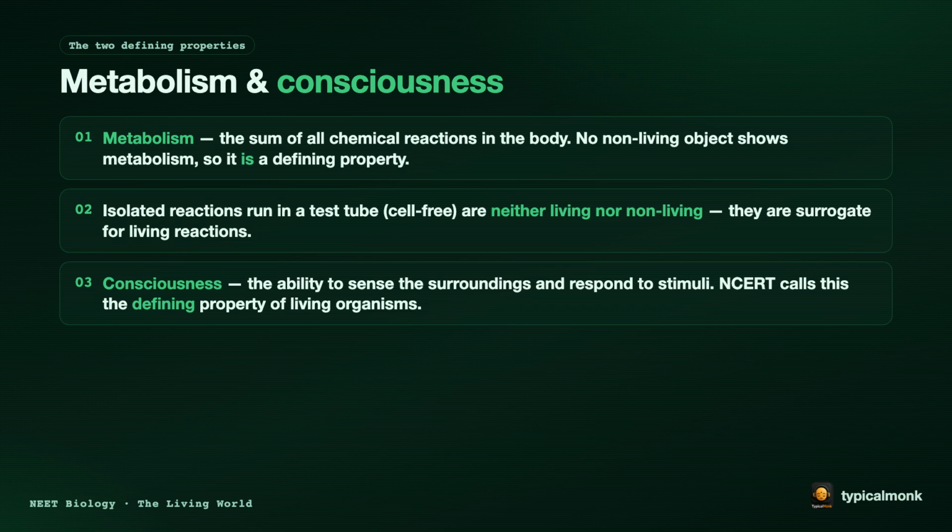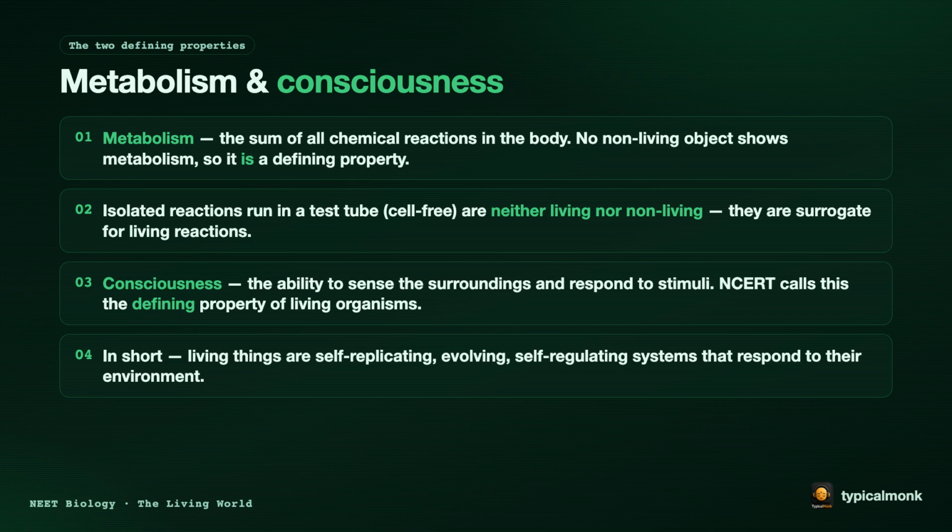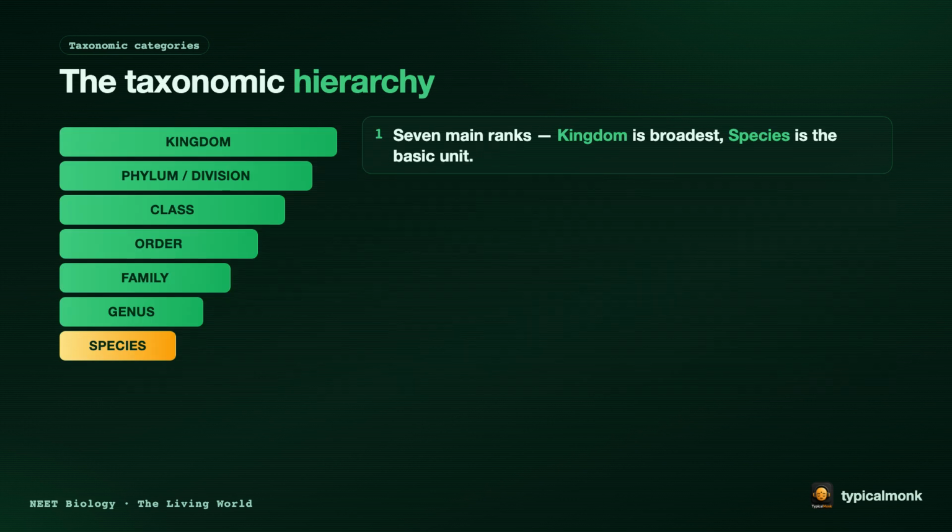Consciousness is the ability to sense the surroundings and respond to stimuli. NCERT calls this the defining property of living organisms. So, in short, living things are self-replicating, evolving, self-regulating systems that respond to their environment. Now that we know what is living, let us learn how to organize all of it.